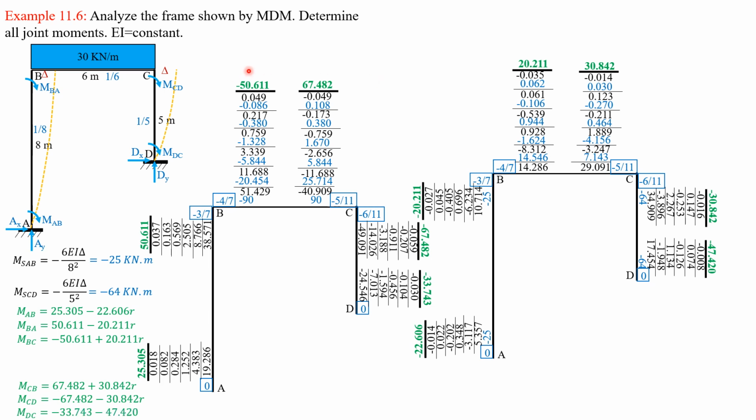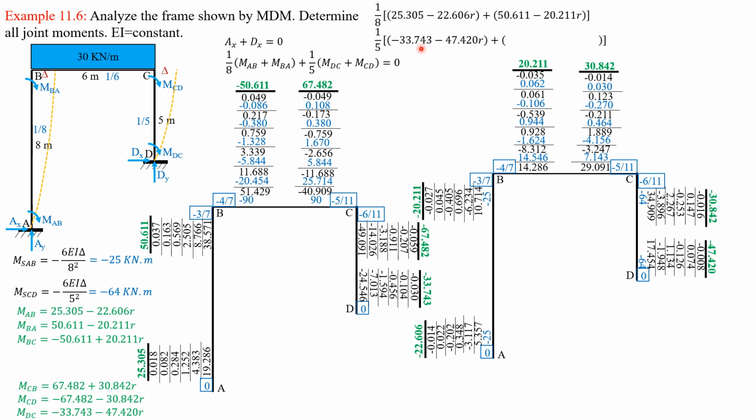So, substituting the values of MAB, MBA, MDC, MCD from here, so we have 1/8 of quantity 25.305 minus 22.606 R plus 50.611 minus 20.211 R plus 1/5 of quantity negative 33.743 minus 47.42 R, MDC plus MCD, negative 67.482 minus 30.842 R. Then combining values for constants and for R. For the constant, it is negative 10.7555, and for the term with R, 1/8 of quantity negative 22.606, negative 20.211 R, plus 1/5 of quantity negative 47.42 R and negative 30.842 R, that's negative 21.0045 of R.